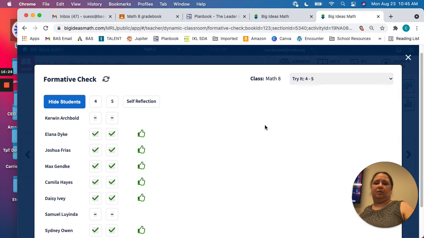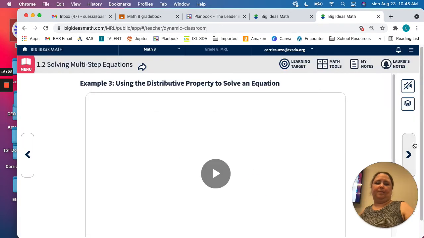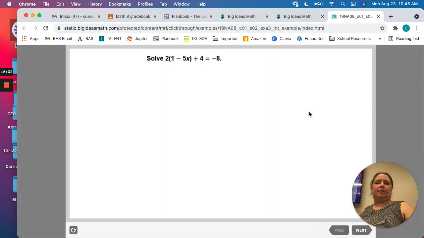8th grade is almost done. All right, 8th grade, are we ready for the next example? 7th grade, 7 through 16. Just start and go.